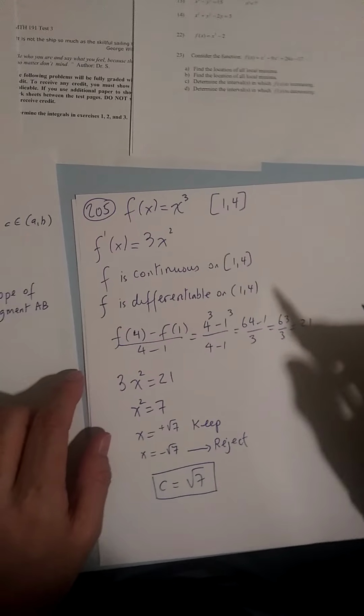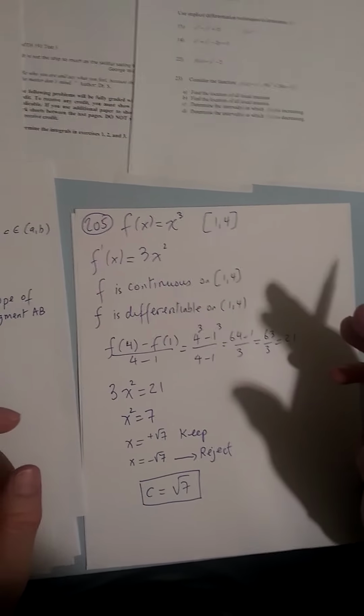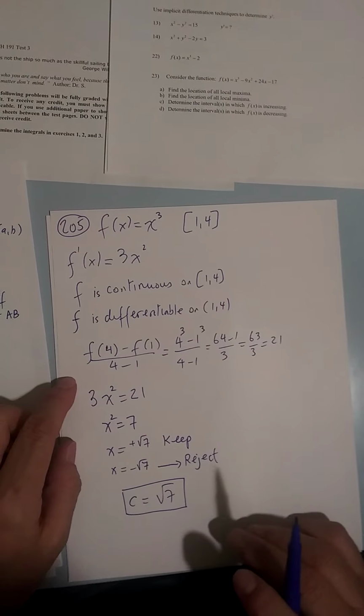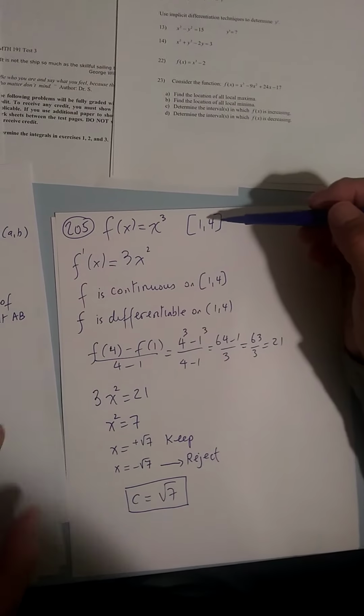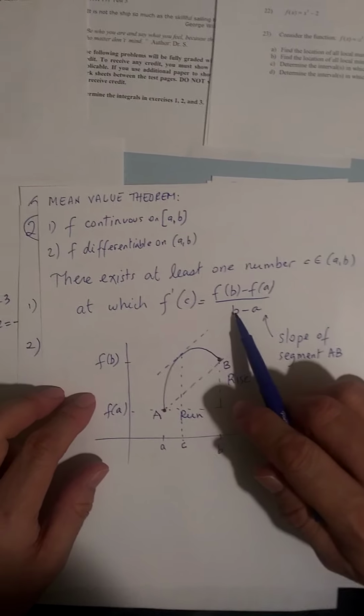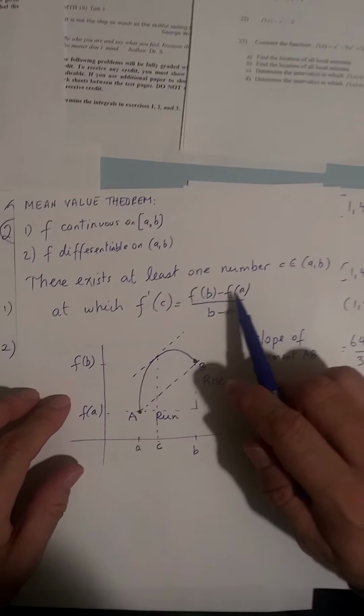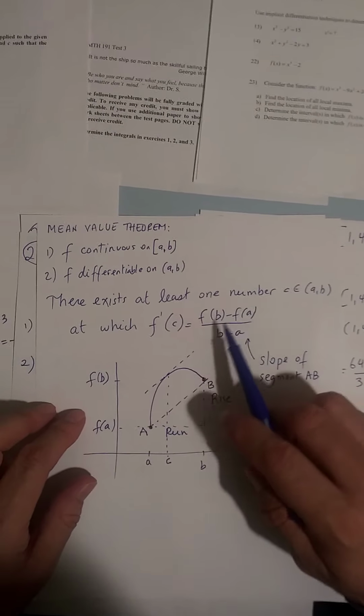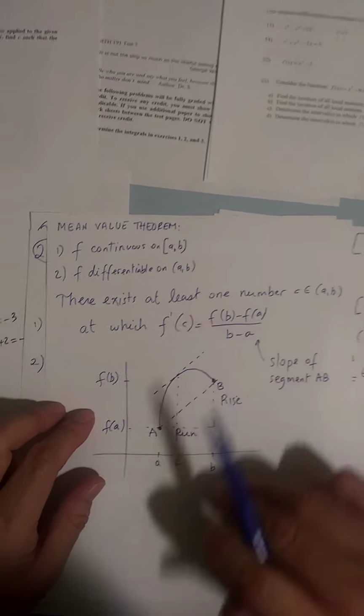Okay, so therefore there exists a special point c. What we need to do is calculate f of 4 minus f of 1 over 4 minus 1. Here it is. It's actually f of b minus f of a over b minus a. a is 1 and b is 4. So it's f of 4 minus f of 1 over 4 minus 1.